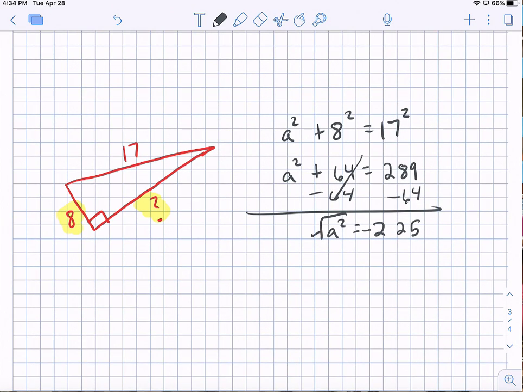And now how do I get rid of the squared? Do the square root of both sides. The square root of 225, again, probably going to want a calculator for that, is 15. So this side is 15, which is good. That side should be smaller than 17, smaller than my hypotenuse. If I would have got something more than 17, that should be an indication that I made a mistake, because that cannot be longer than the hypotenuse.